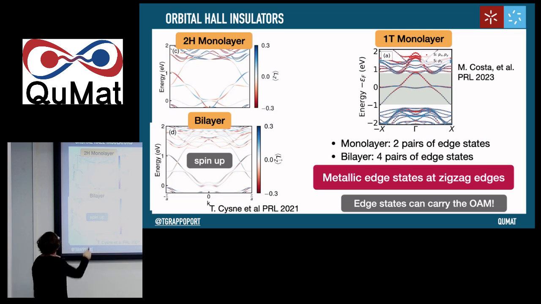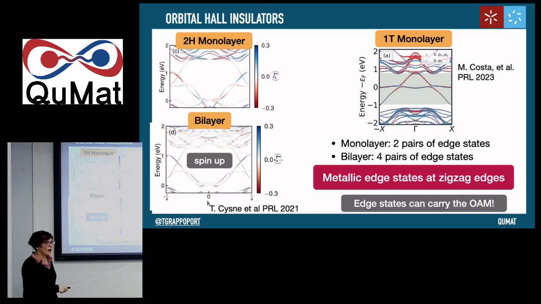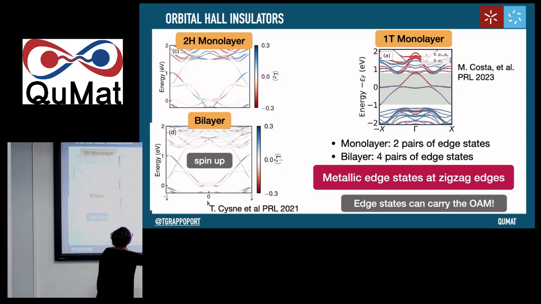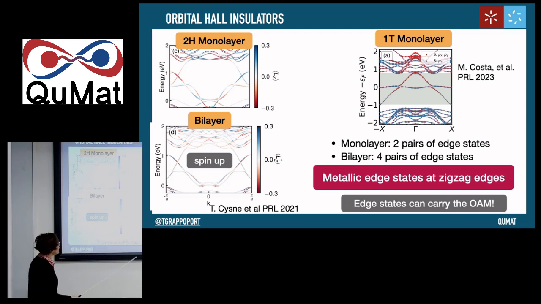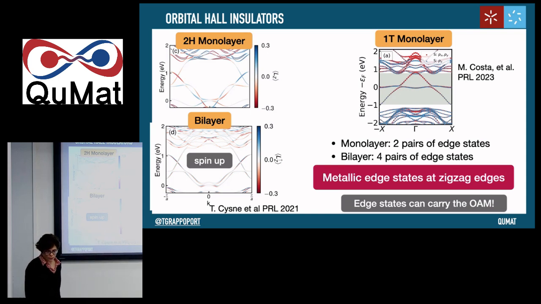They were always tricky. But different from a TI, like a BHZ model, they have twice the number of crossings that you should expect in a TI, right? So this is the characteristic of the crossings. Now we looked also at 1T TMDs. They also have the plateaus we saw. And we actually saw they also have edge states crossing the gap. And they appear only in some orientation. So they have metallic edge states, like zigzag edges. And these edge states can carry the orbital angular momentum.